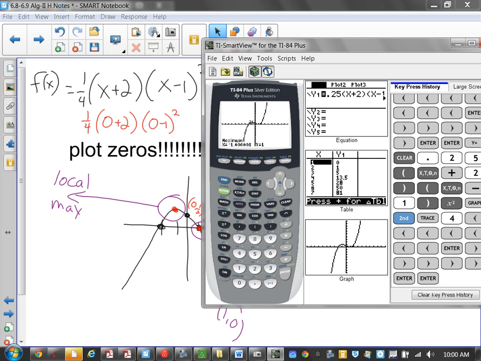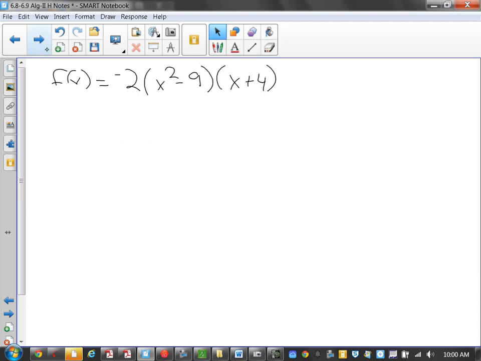So my localized maximum, it just so happens, of course, not to be it. It happens to be at negative 1 and 1. Using the calculator to do the work for you. Not bad? Do that one then, please. Plot it, zeros, y-intercept, and localized maximums, please.